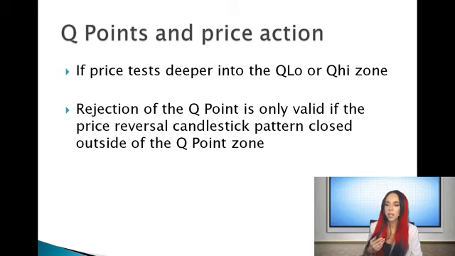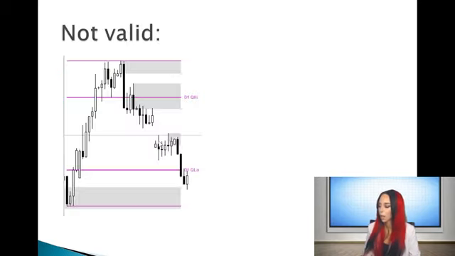If the price indeed happens to test inside a Q low or a Q high, you can only determine that the price has indeed rejected the Q point area if the candlestick reversal pattern closes outside of the zone. Therefore, here's an example that is not necessarily valid for trading.